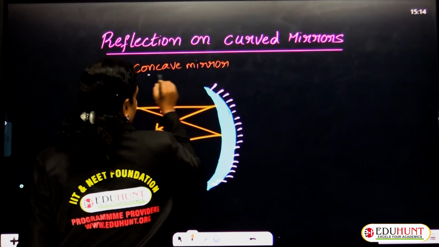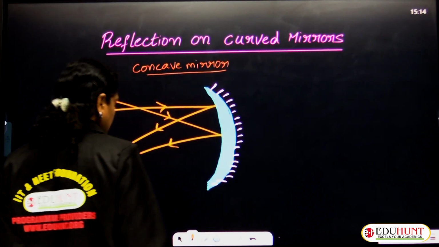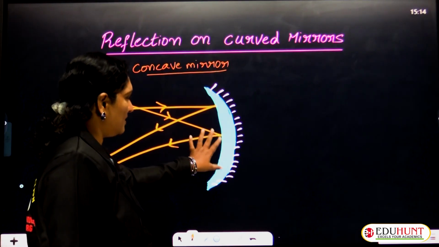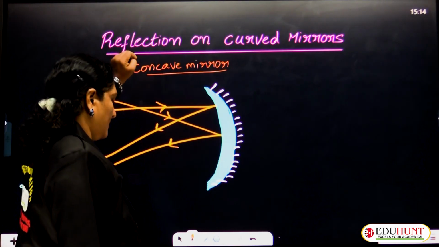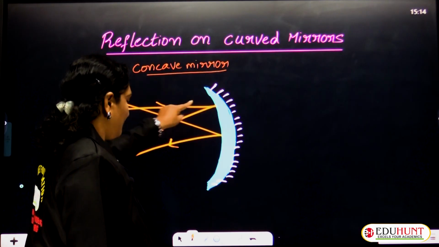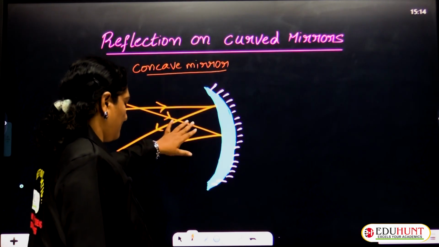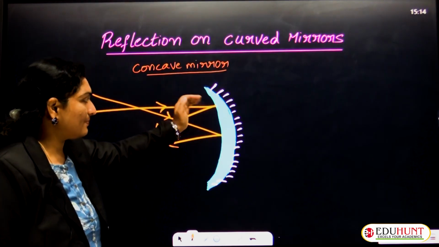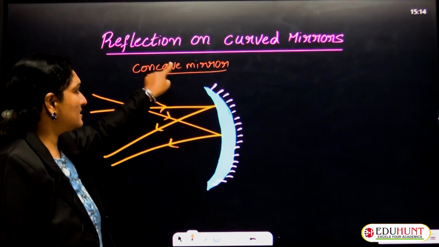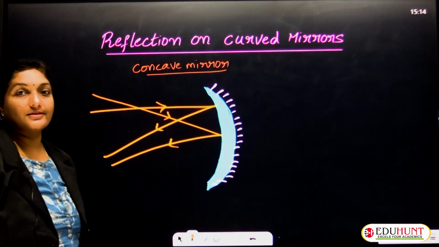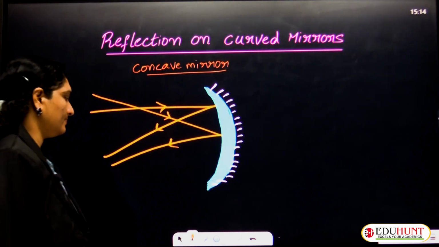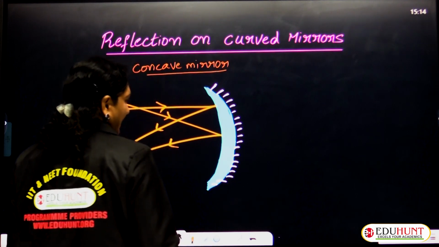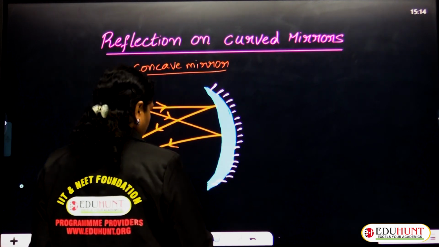Concave mirror. That means this curved mirror is a part of a hollow sphere. If the reflection takes place from the inner surface, this type of mirror is named as your concave mirror. The same thing, if the reflection takes place from the outer surface.